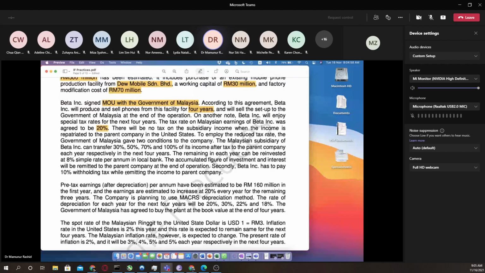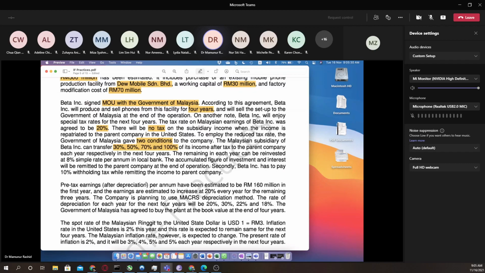There will be no tax on the subsidiary income when the income is repatriated to the parent company in the US. So there is no withholding tax. This is another benefit. To enjoy the reduced tax rate, the government of Malaysia gave 2 conditions. Okay, so it's not free. Malaysia has given 2 conditions. The Malaysian subsidiary of Beta Incorporation can transfer 30%, 50%, 70%, and 100% of its income after tax to the parent company each year, respectively, in the next 4 years.